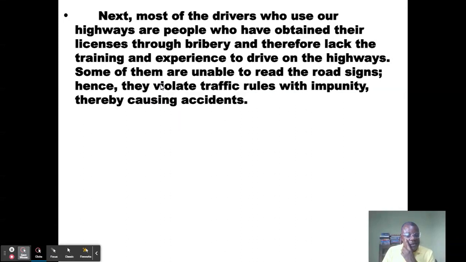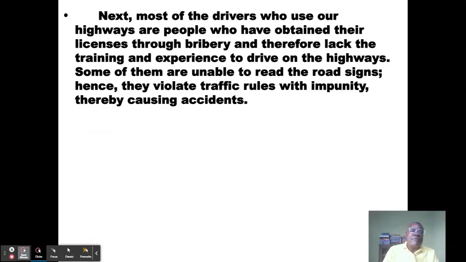And in this next paragraph, you are going to take point number 3, which is lack of training and experience on the part of the drivers. That's the point in this next paragraph.